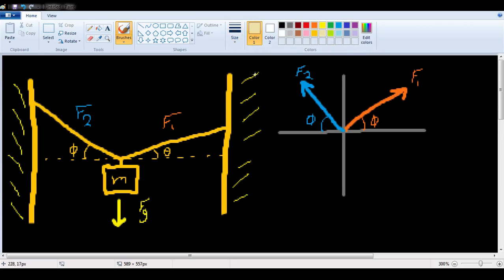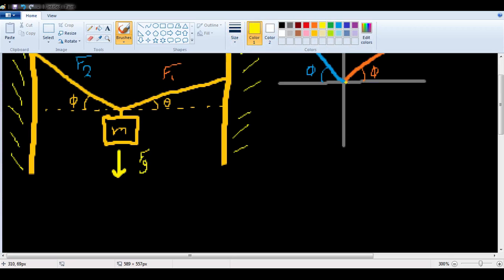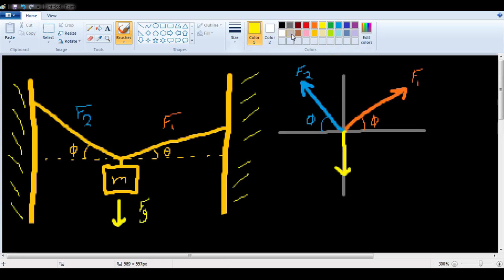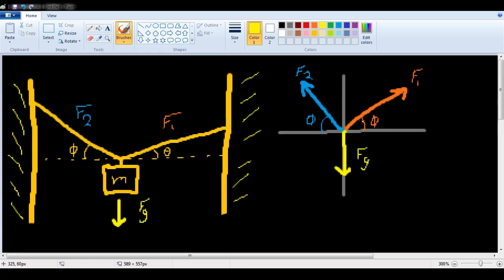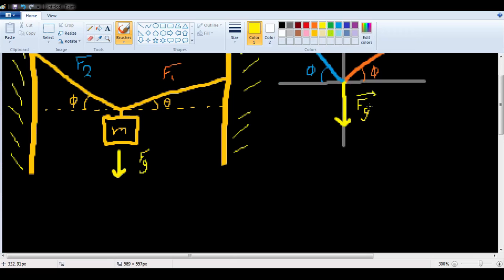And then, of course, we can't forget your downward force, caused by your block. And we're going to call that, predictably, F sub g. So these are all three vectors, and they're all pointing off in different directions. So F1, and here I should probably keep my notation consistent, F1 is a vector, F2 is a vector, and then F sub g is also a vector.